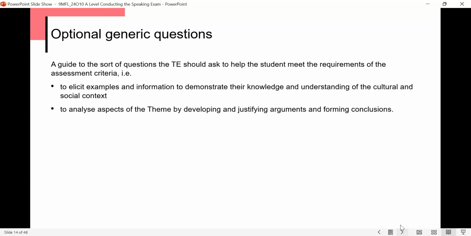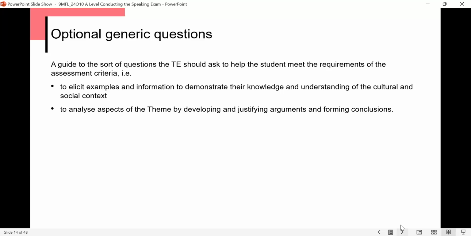Now, there are some optional generic questions. So there's a guide to the sort of question. These are in the materials which are sent out and on the website as well, that sort of help you to make sure that your students meet the requirements of the assessment criteria. For example, to elicit examples and information to demonstrate their knowledge and understanding of the cultural and social context, and also to analyze aspects of the theme by developing and justifying their arguments and forming conclusions.